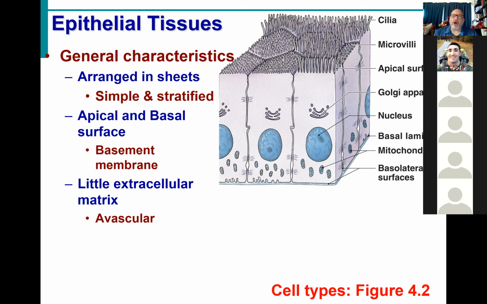When I say all epithelial tissues are avascular, what does that mean? What does it mean to be avascular? Anyone? Lack of blood. Yeah, exactly. It means that they do not have a direct blood supply to them.